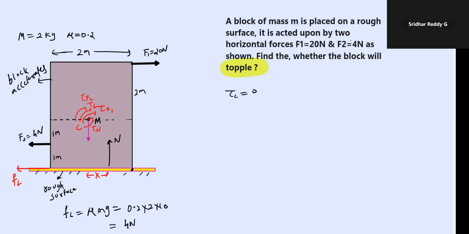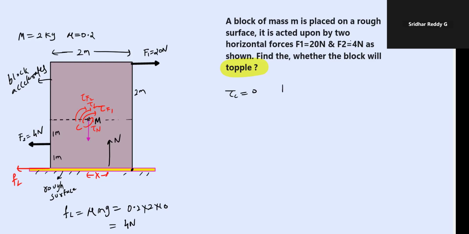Now you may ask, why are you taking the shift towards right? We'll assume towards right because this particular force is greater, no? So definitely this force will try to topple the block about point P. So the normal contact N will shift towards right only. Net torque about center of mass should be 0.